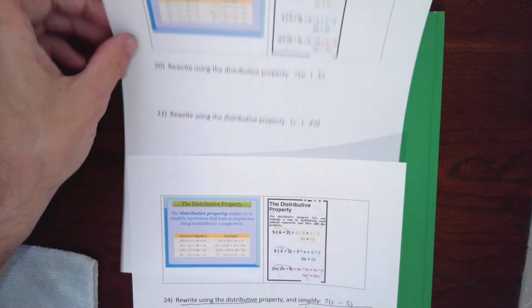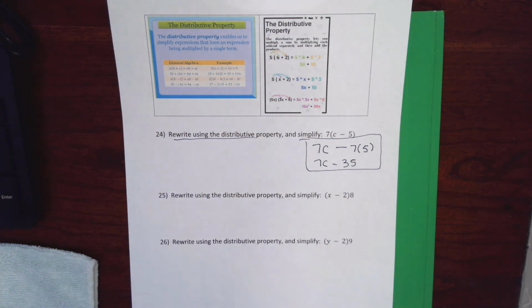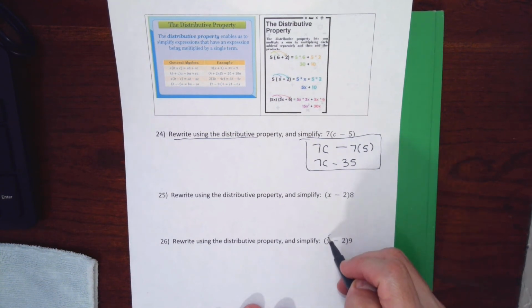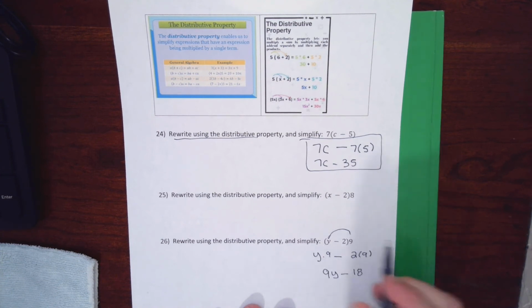Finally, back on track. 25 and 26 are going to solve similarly. I'm going to rewrite using the distributive property. In 26, I'm going to leave the minus between. I'm going to go y times 9 and 2 times 9. Y times 9 I would probably write as 9y. 2 times 9 I definitely write as 18.